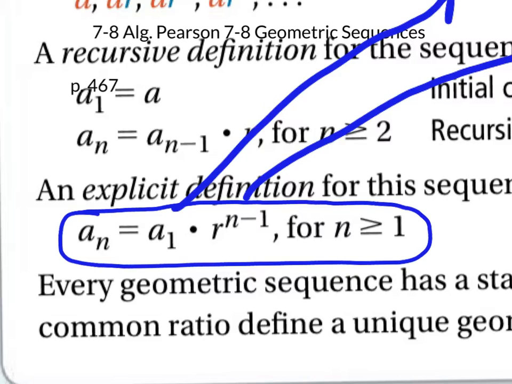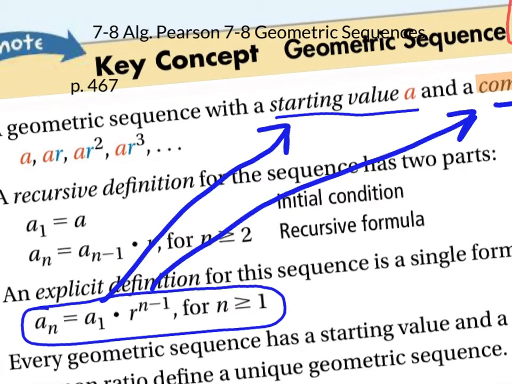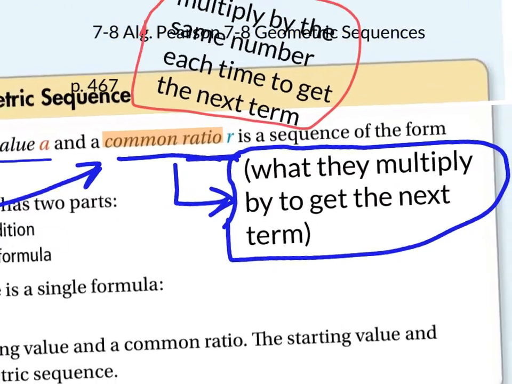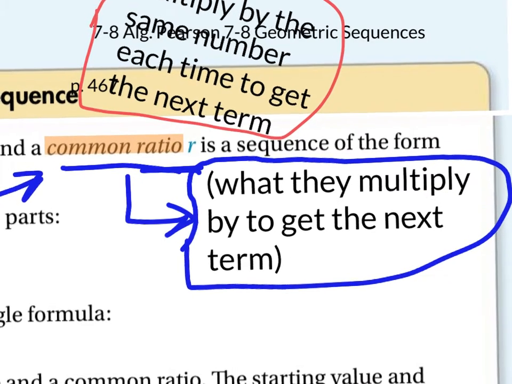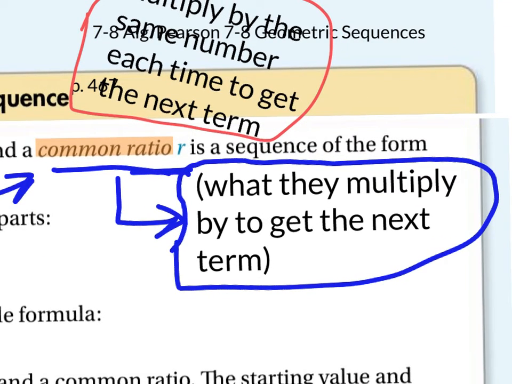If you go back up a little bit above that, they tell us the starting value is a. That's like our initial value we've been using for exponential functions, so same idea there. And then the common ratio r is what they multiply by to get the next term. We really had a common ratio when we did exponential functions as well. It's just that we kind of talked about it differently.